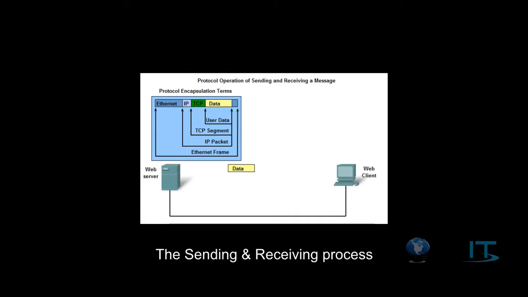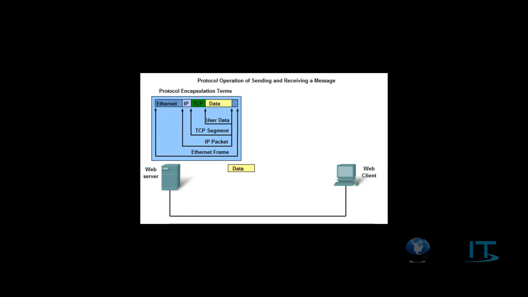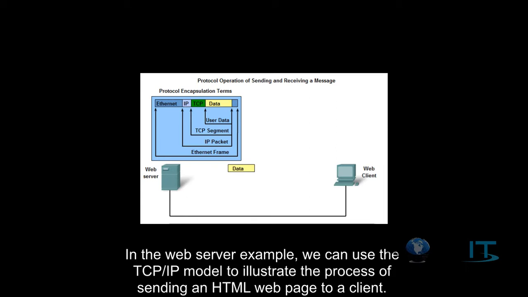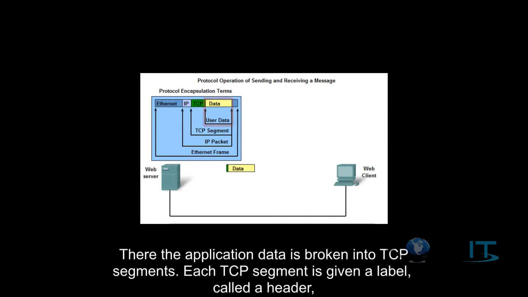The sending and receiving process. When sending messages on a network, the protocol stack on a host operates from top to bottom. In the web server example, we can use the TCP/IP model to illustrate the process of sending an HTML web page to a client. The application layer protocol, HTTP, begins the process by delivering the HTML formatted web page data to the transport layer. There, the application data is broken into TCP segments.